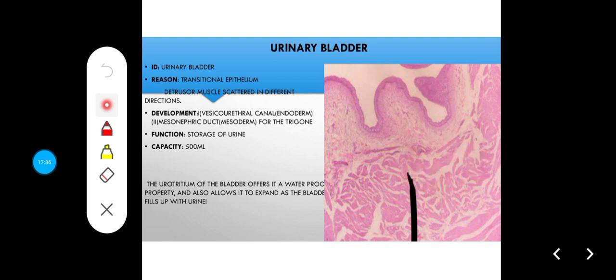So the muscle layer actually contains an inner longitudinal muscle layer and an outer longitudinal muscle layer, and in between them you have a layer of circular muscle and also an oblique muscle layer. So when it is cut on histology sections, you see them running in different directions, and they are actually very numerous.